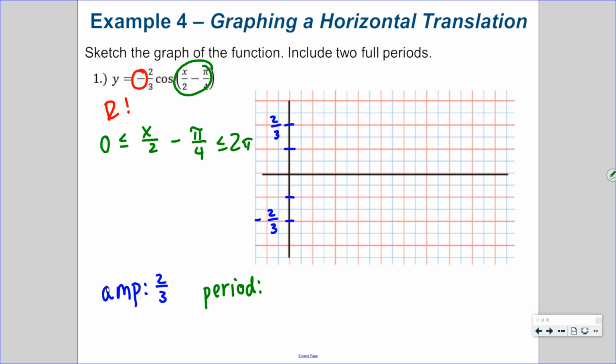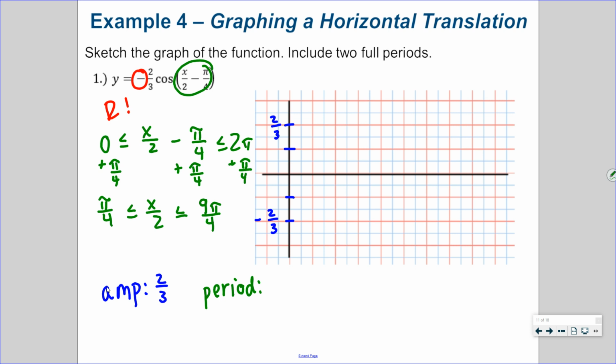First thing I would need to do is add pi/4 to everything. There's my shift. What's 2 pi plus pi/4? 9 pi/4. Good.